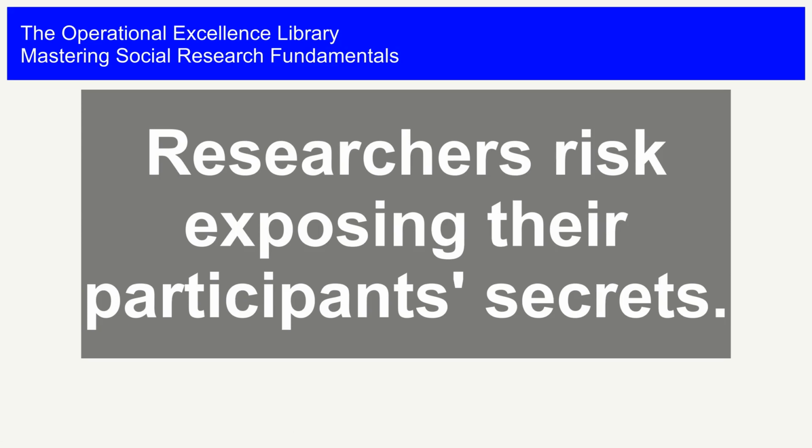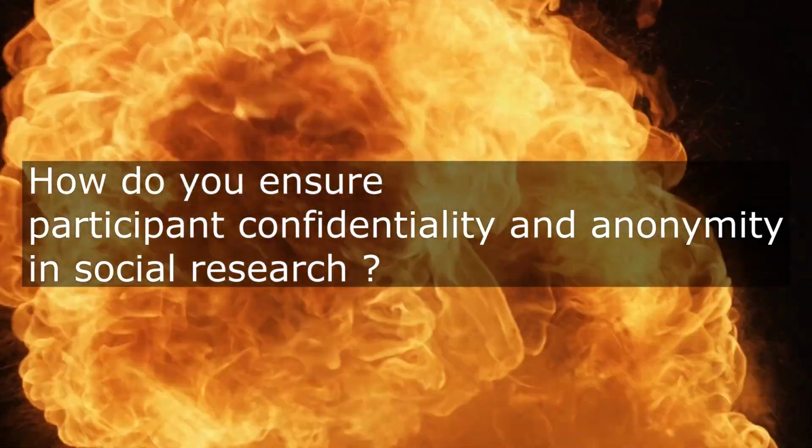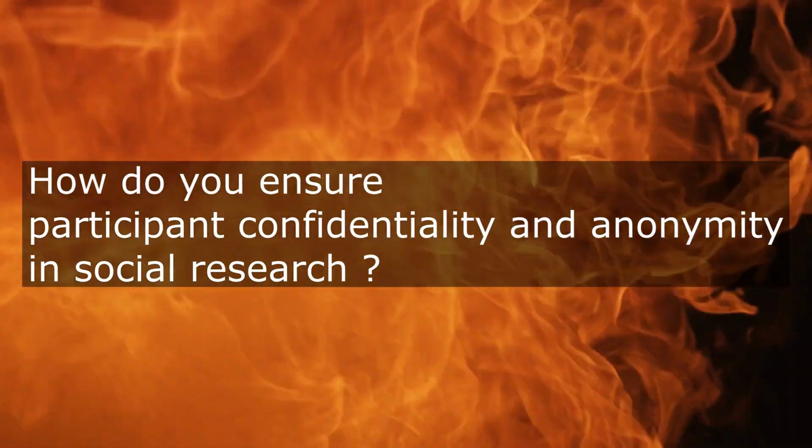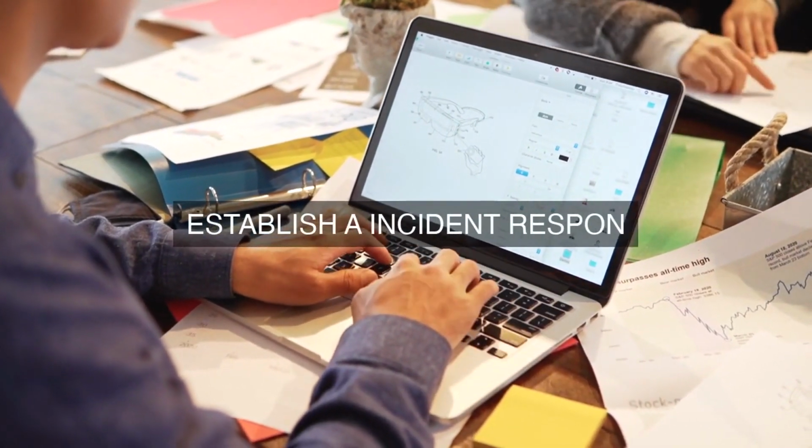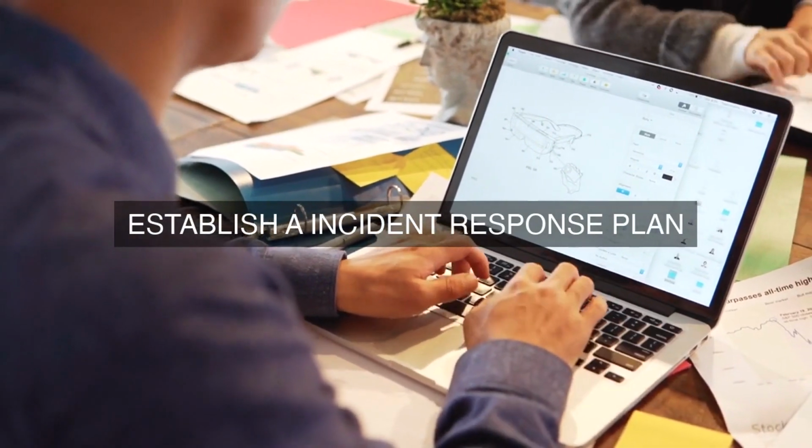Mastering social research fundamentals. Researchers risk exposing their participants' secrets. Which measures do researchers take to guarantee that their participants' identities remain confidential and anonymous throughout the entire social research process, from data collection to publication of results?